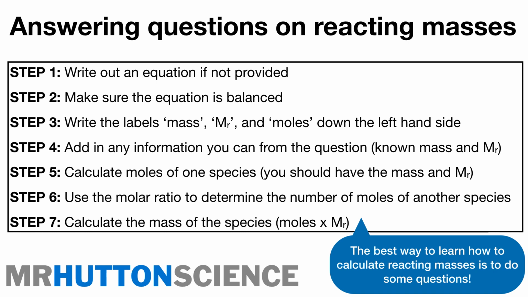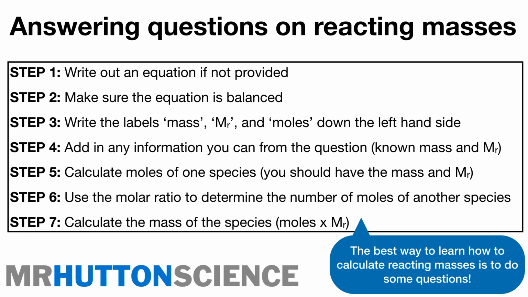Step 3 is quite straightforward. We're just going to write down mass, MR and moles down the left hand side of our page. Step 4, we then add any information we can find from the question. This will usually be mass and MR of one of the species. Step 5, we calculate the moles of one of the species. Like I said in step 4, it's likely you should have the mass and MR of one of the species, which means you can then calculate the moles of that species.